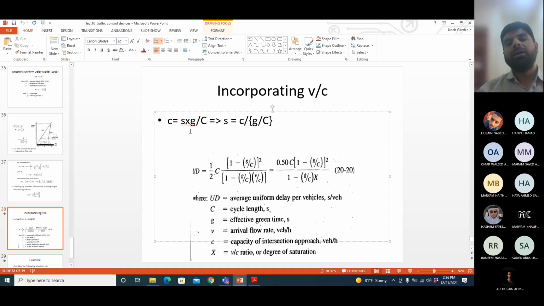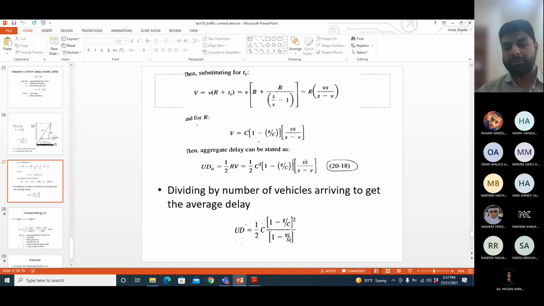Let me say it again. You can only achieve a portion of saturation flow rate as capacity, and that portion is equal to the portion of cycle length which is effective green. If the G by C ratio was 1, then c would have been equal to S. If the G by C ratio is 60%, then capacity will be 60% of saturation flow rate, and so on.